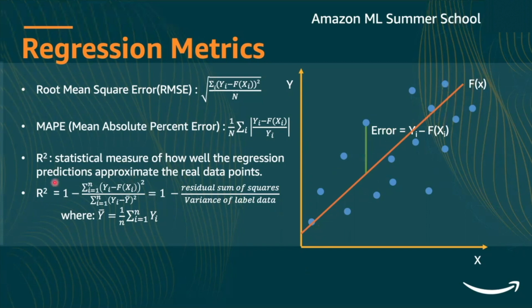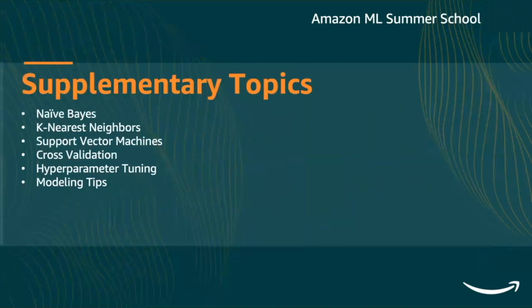So the formula is given by this. So y minus f of xi is basically the square of the error. y minus y bar is the variance of the label data, how this data is varying around the mean of these labels. And R square is basically 1 minus the residual sum of squares over the variance of the label data. Okay. Now we'll move to some supplementary topics such as naive Bayes, k-nearest classifier, and so on and so forth.